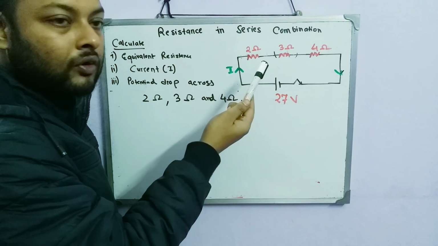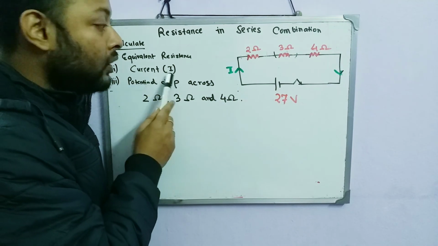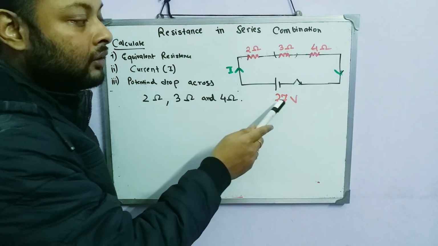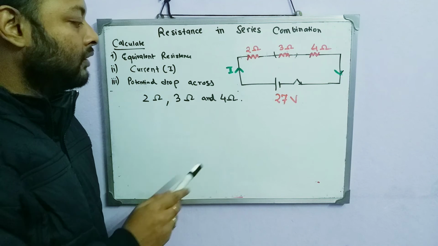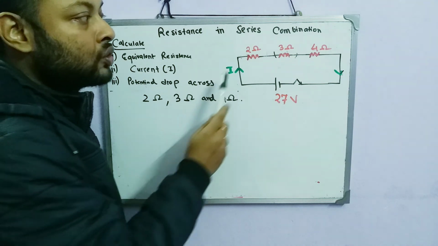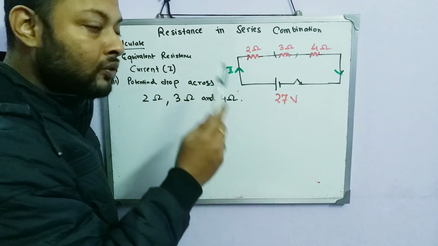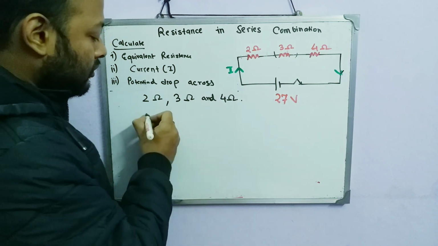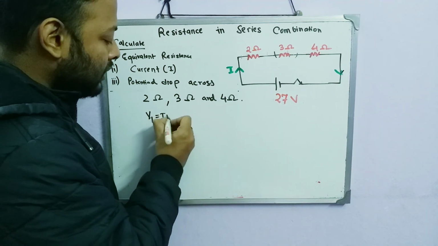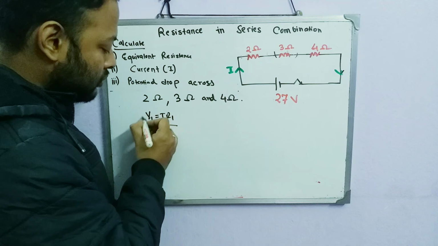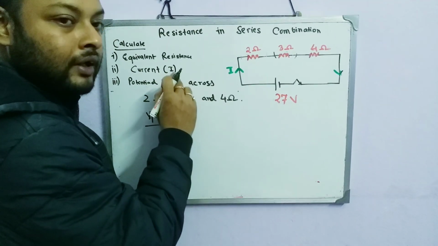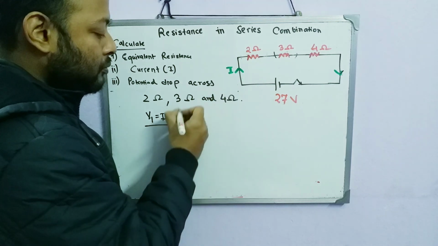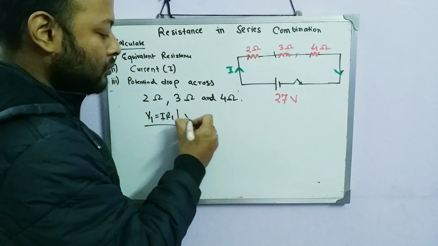So I think you know the formula. Calculate the current, use Ohm's law. Take this as the V and the equivalent resistance, you will get the value of I. And potential drop across 2 ohm and 3 ohm and 4 ohm, use the value V. For this, V1 is equal to I into R1. So I have to calculate this V1. So this current, whatever current comes over here, into this resistance.